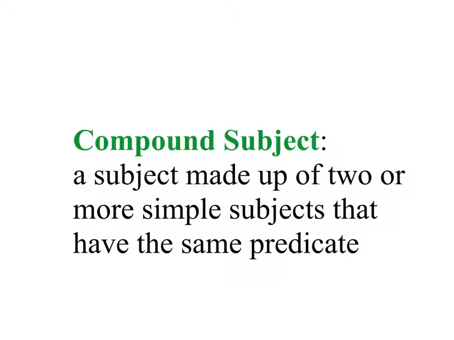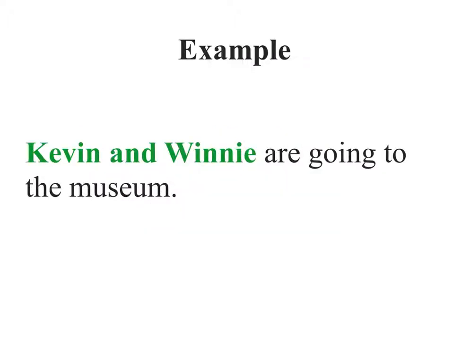There's also such a thing as a compound subject, which is a subject made up of two or more simple subjects that have the same predicate. We'll talk about predicates later, but you'll understand a compound subject. So an example of a compound subject would be, Kevin and Winnie are going to the museum. The sentence is about both Kevin and Winnie, and the verb are applies to both of them, so it's a compound subject.